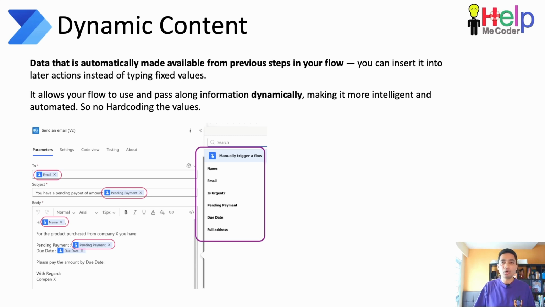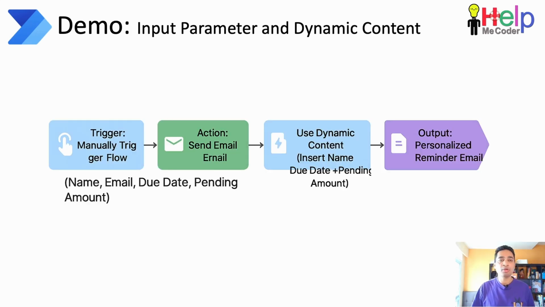Imagine you are going to send an email to somebody. Instead of hard coding the email, you can use dynamic parameters like in the screenshot that we have shown over here. You can change the name dynamically. You can change the pending amount and the due date. Every person will have a different pending amount and different due date. So the emails are being sent dynamically to different people based on these dynamic parameters that are coming from the previous step. Now we'll quickly do a demo on the input parameter and dynamic content.